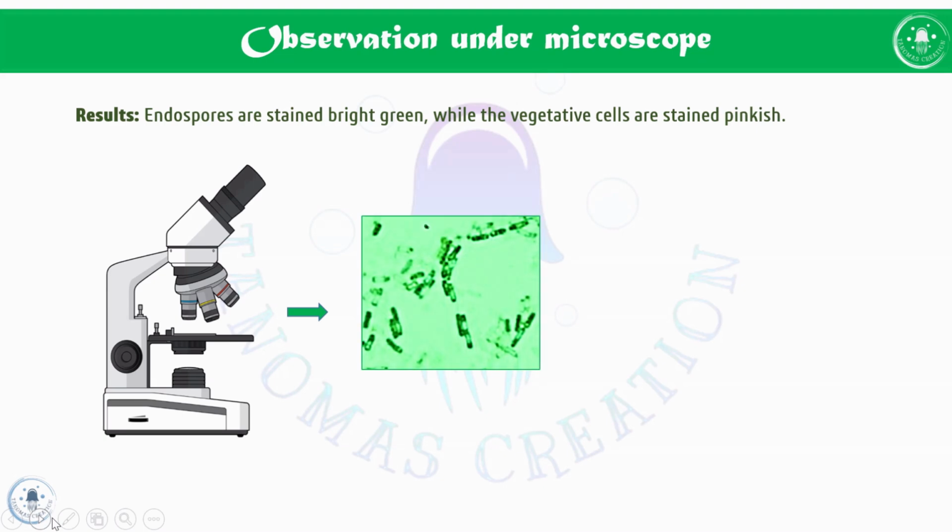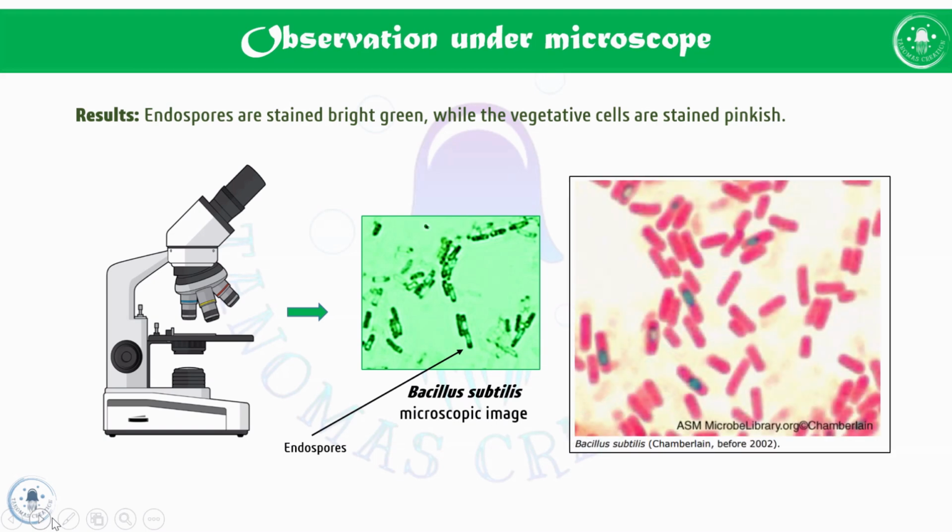So this is a microscopic image of Bacillus subtilis. Here you can see the endospore. This is the dark green color at one corner of the bacillus. So this is the bacillus, bacillus in shape also. Okay, so you have these spores at one corner of the bacillus. These are the endospores. Now here is an image provided by the ASM Microbe Library.